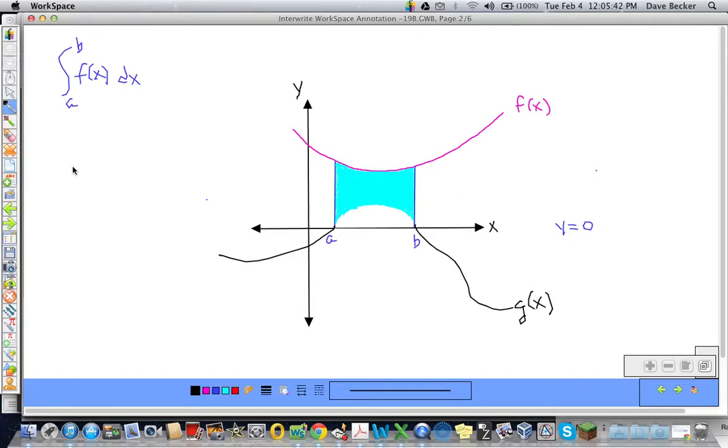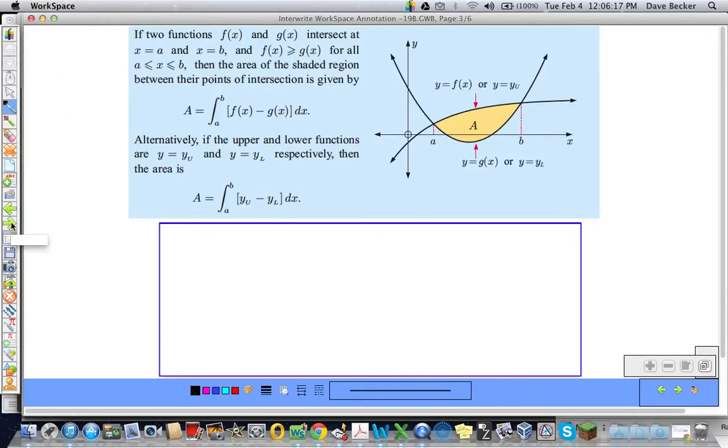So let me put that curve back in there so we can see the full thing. The area between the two curves, which I will call A, is equal to the integral from a to b, where the two curves intersect. For my example, it just happens to be on the x-axis, but it doesn't have to be, of f of x, the function on top, minus g of x, the function on the bottom, dx.